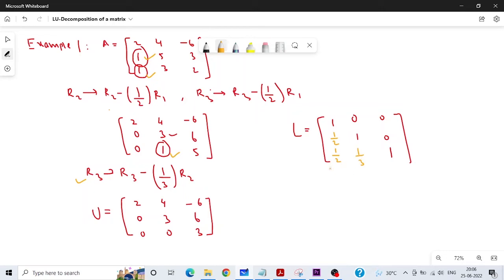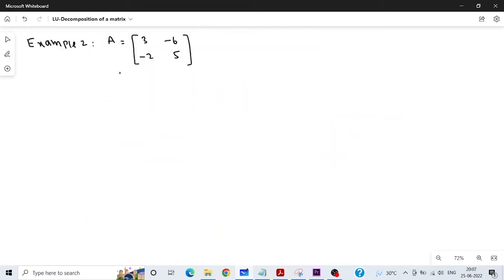Now one can quickly check, if you multiply L with U, you will get A. So this is one of the standard ways of calculating LU decomposition of a matrix. So now let's consider another example where A is a 2 cross 2 matrix.